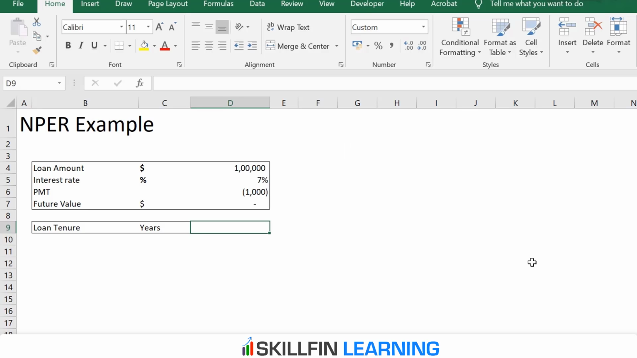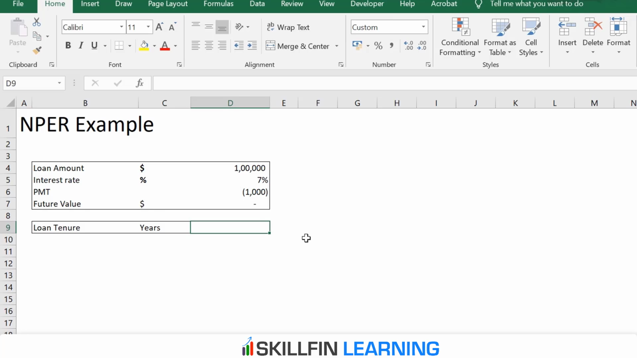NPER is generally used to calculate the tenure of the loan EMI, if the interest rate, principal amount, outstanding balance at the end of the period, and monthly payment is known. So in this example, we have a loan of $100,000. The interest rate is 7% and the EMI is $1,000. So we want to calculate the loan tenure.